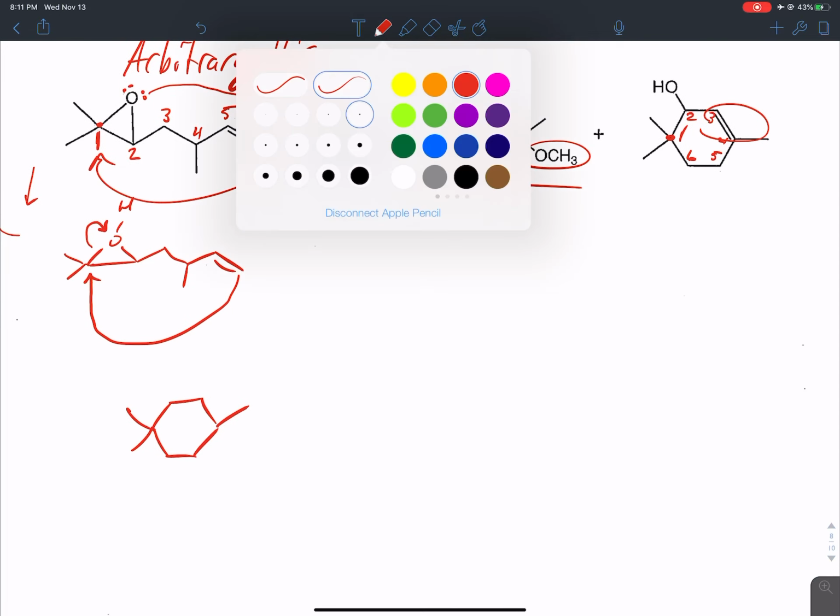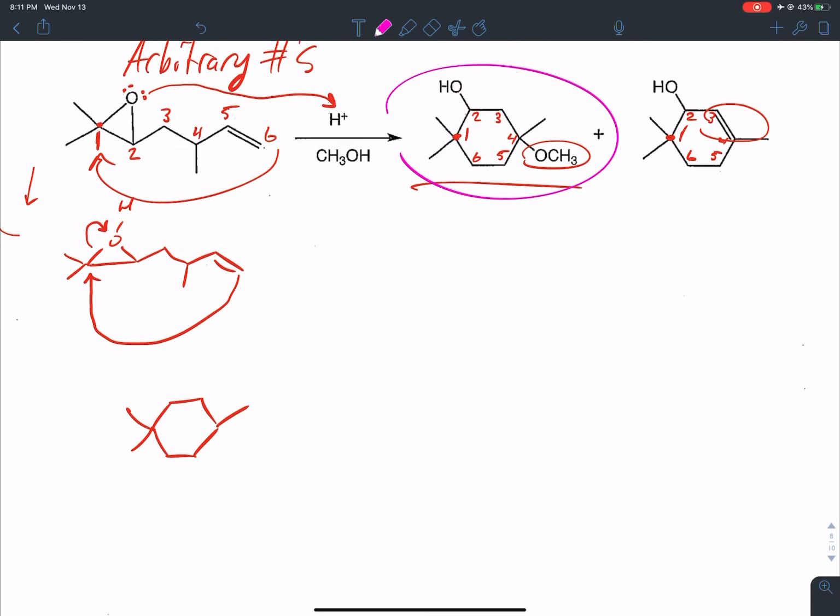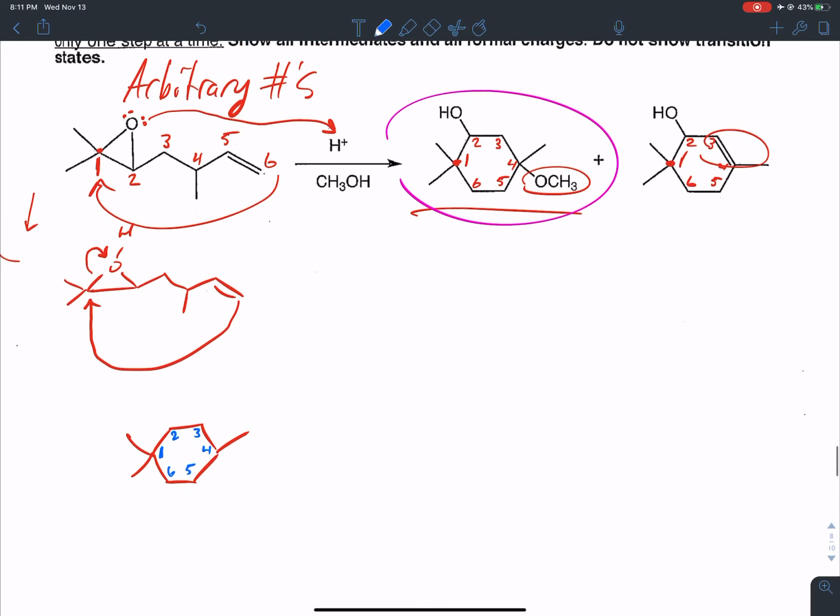Looking at our product here, let's go ahead and number this thing. So we see this has to be carbon 1. I'm going to change so it's a little more clear. That has to be carbon 1, 2, 3, 4, 5, 6, right? That's how we numbered it in the beginning. The reason to do this is steps like this.